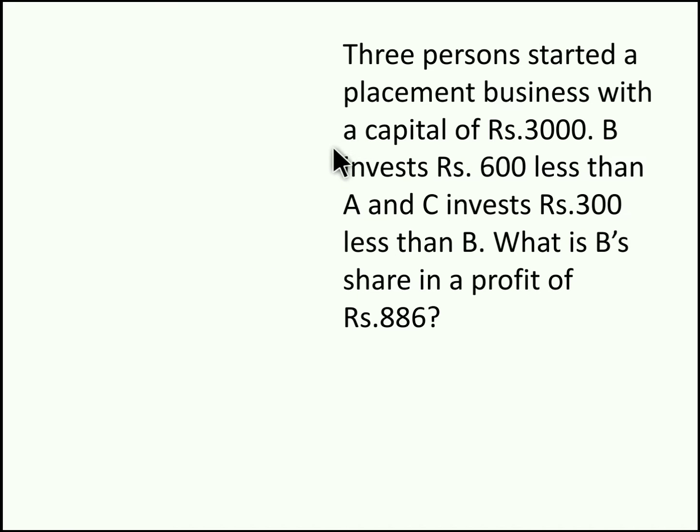Three persons started a placement business with a capital of rupees 3000. B invested rupees 600 less than A and C invested rupees 300 less than B. What is B's share in a profit of 886? So we have to find only B's share out of 886. Now totally they invested only 3000 rupees. Now we don't know how much A invested. We can keep the investment of A as X.